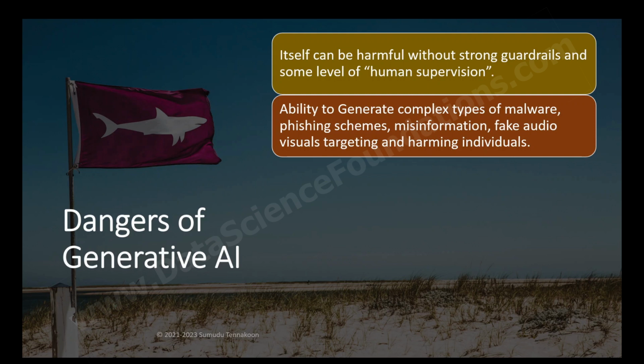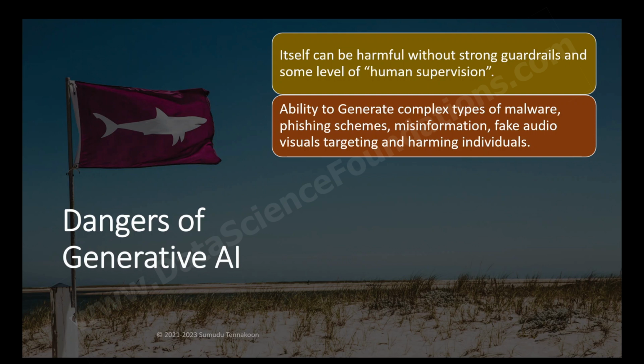Generative AI has the ability to generate complex types of malware. We know now it can generate code. It can generate various different content. It can try to send emails impersonating another person. It can generate someone's voice, and generate audio, visuals, videos. It can generate fake videos. You have all seen the deepfake videos, right? And they can harm people. There could be a lot of things that can be done if the technology is in the hands of a bad person. There could be a lot of harm.